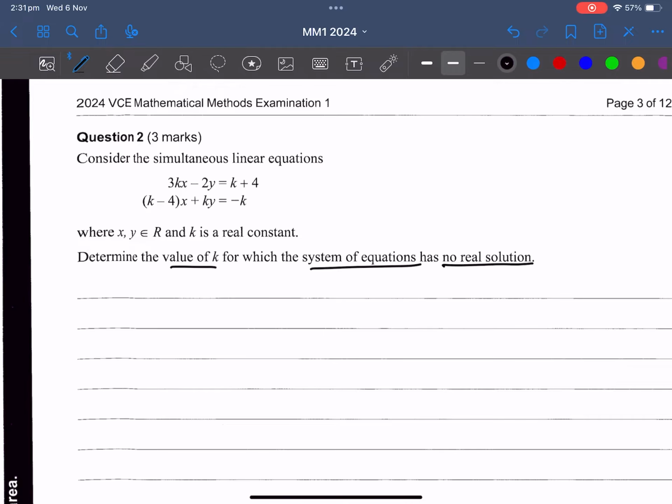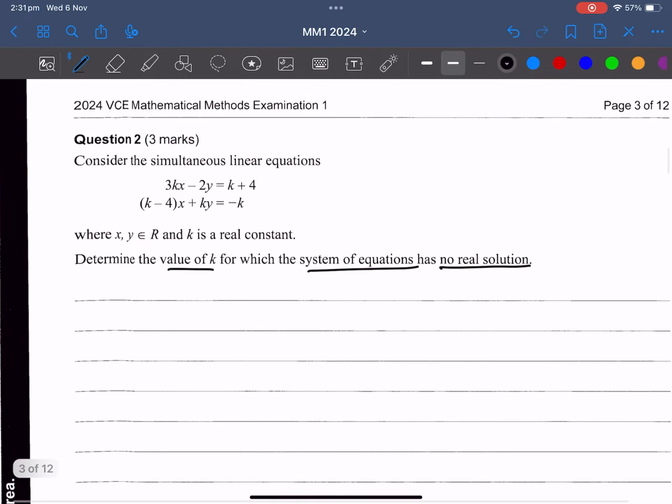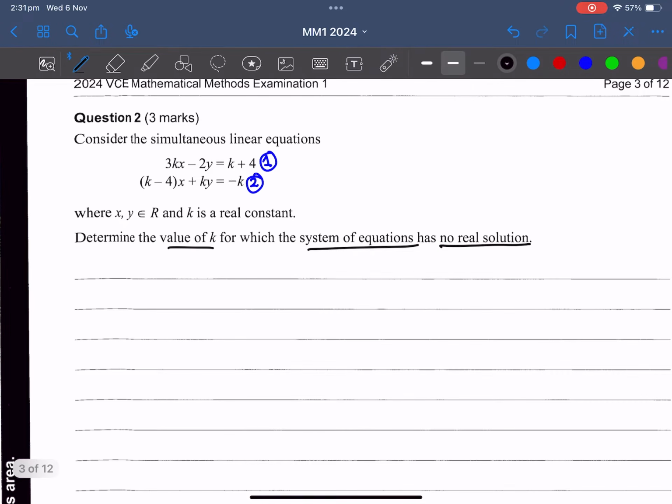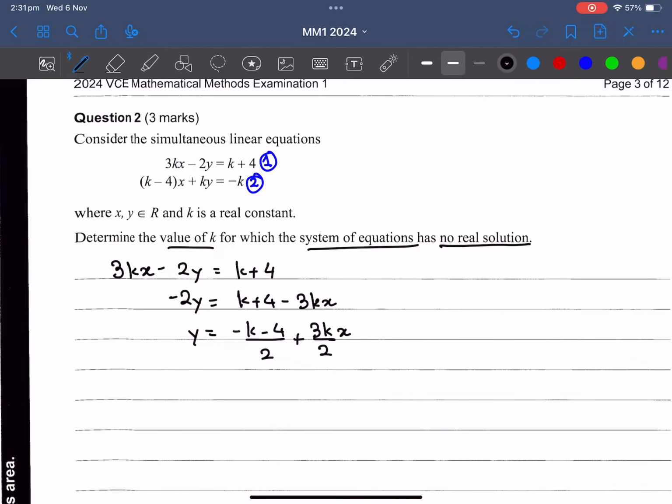Okay, so first I'm going to make y the subject for both of the equations. For this question, I'm going to say that this is my equation 1 and this is my equation 2. So let's start by making y the subject for equation 1. We have 3kx minus 2y equals k plus 4. So minus 2y equals k plus 4 minus 3kx. So y would then be minus (k plus 4) over 2 plus 3k on 2 x. Yep, that's correct.